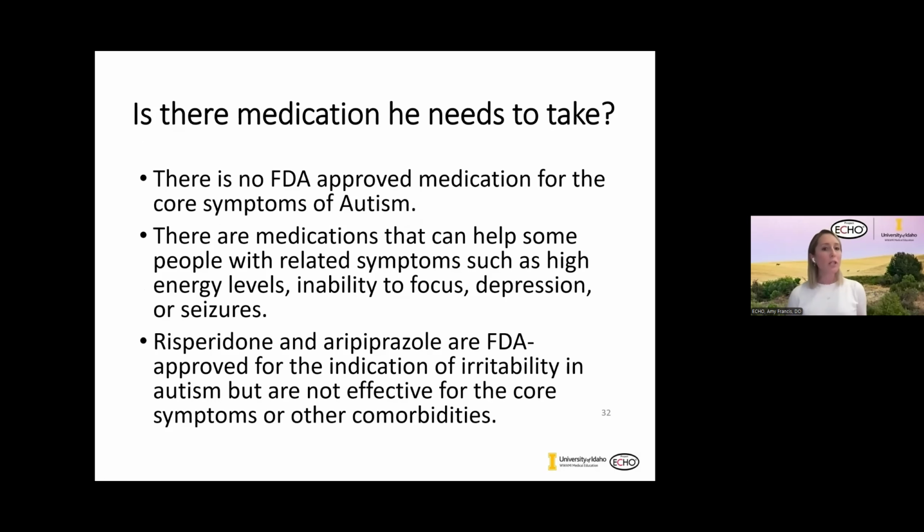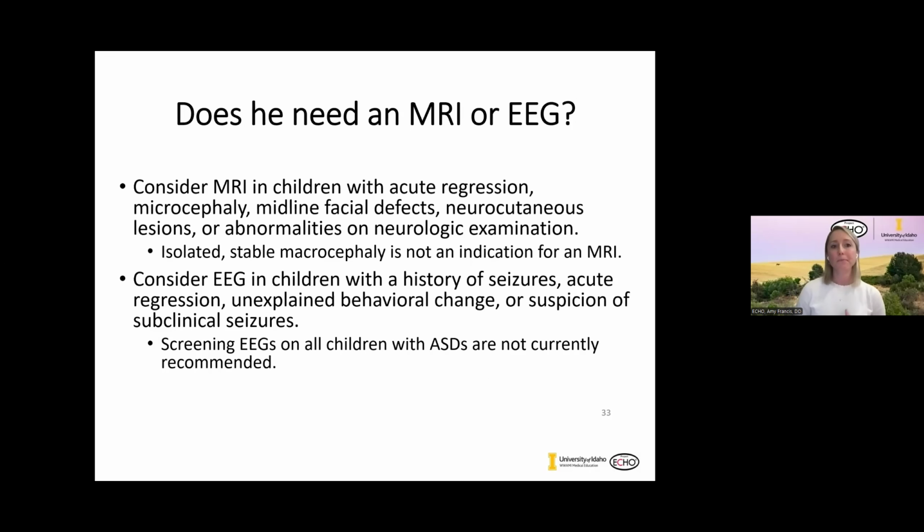Is there medication he needs to take? There's no FDA-approved medication for the core symptoms of autism, but there are some for related symptoms like ADHD. Risperdal and aripiprazole are FDA-approved for the indication of irritability in autism, but they are not effective for the core symptoms or other comorbidities. Next slide.